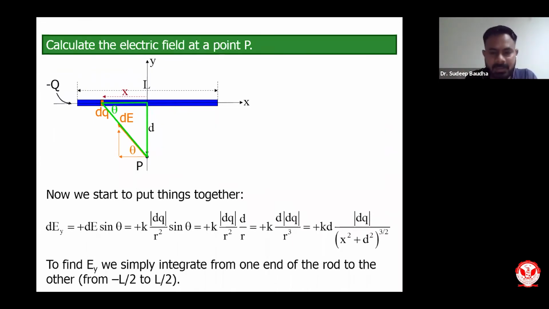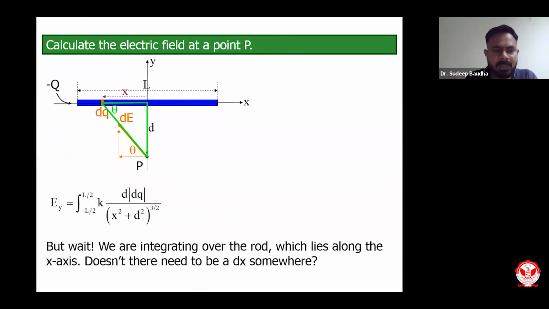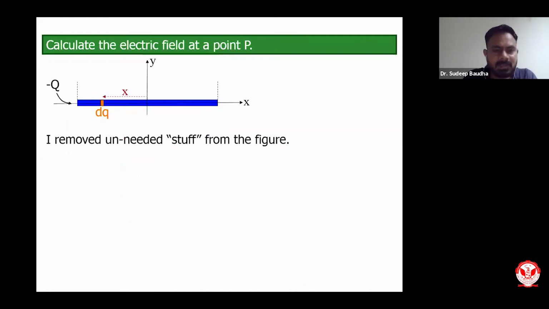But before integrating, let us define some more parameters. Now we are integrating over the rod which lies along the x-axis, so there is a need of dx. Then only integration is possible. So let us try to introduce what the dx will be over here. dx is the small segment of the distance in which dq lies. So let us try to solve this again to find out dx.